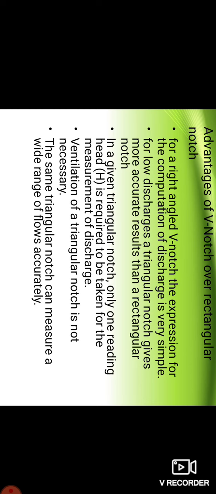And in a triangular notch, only one reading, h, is required. Yes, that is h to the power of 5 by 2. Whereas for the rectangular notch, L is required, but in a triangular notch, only h is required. And ventilation of the triangular notch is not necessary. That is one more advantage. And the same triangular notch can measure a wide range of flows accurately, so it can measure the larger discharges as well as the small discharges. These are the advantages of the V notch over the rectangular notch.